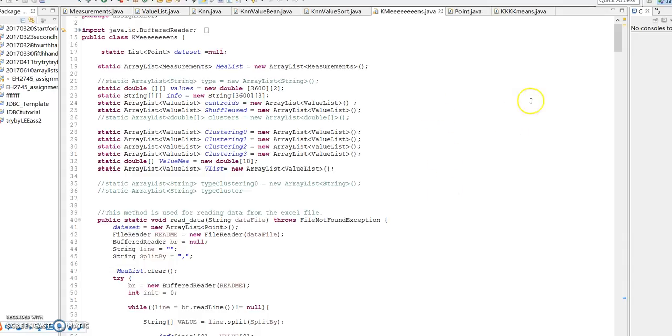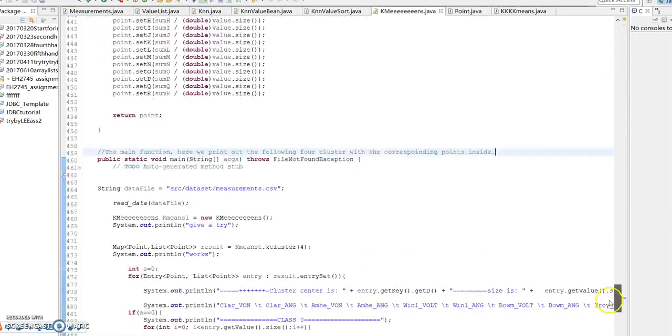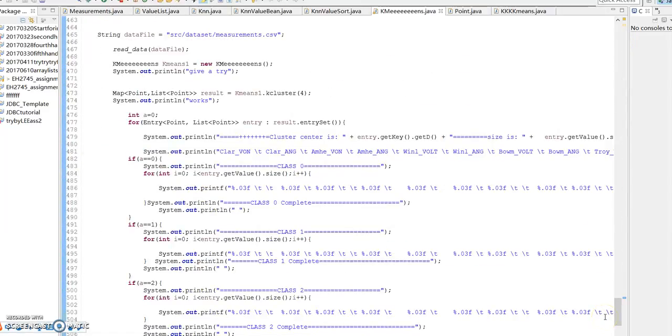And now we are adding a new feature. The new feature is that we are going to print out, for each cluster or each group, what are the points included, or what are the situations included for each class or group or cluster. So now let's run it to see the result.